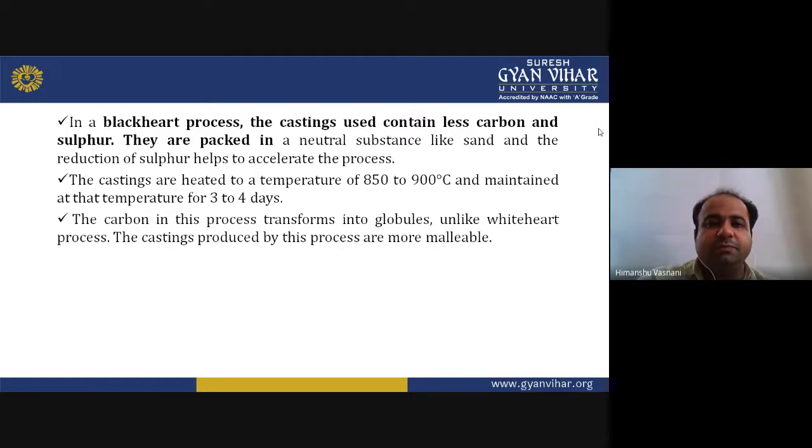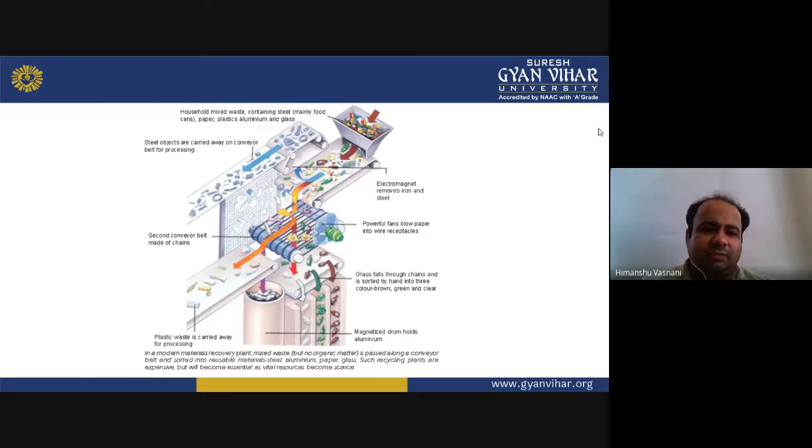Then let's go forward. This is a diagram showing the recovery plant, in which the mixed waste is passed along a conveyor belt and sorted into reusable materials like steel, aluminium, paper and glass. Recycling plants are expensive but will be essential as vital resources become scarce. You have to use such recycle plants because using the resources again and again will lead to their depletion, so it is better to recycle them.